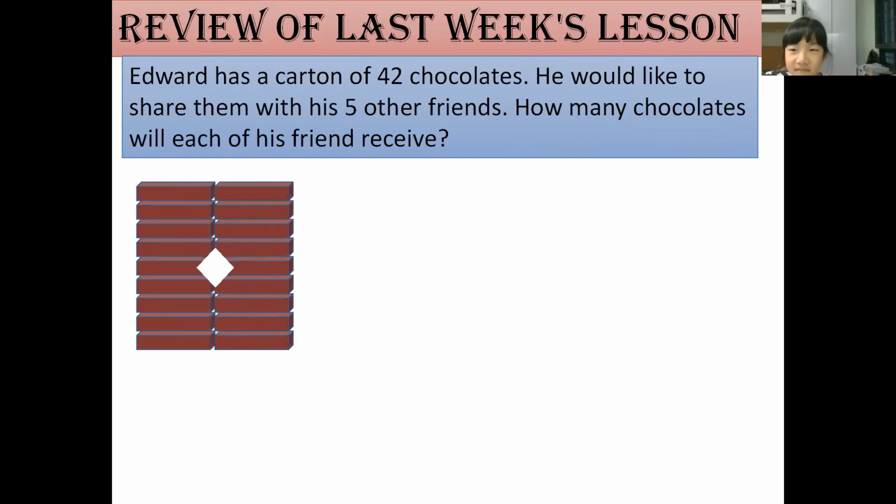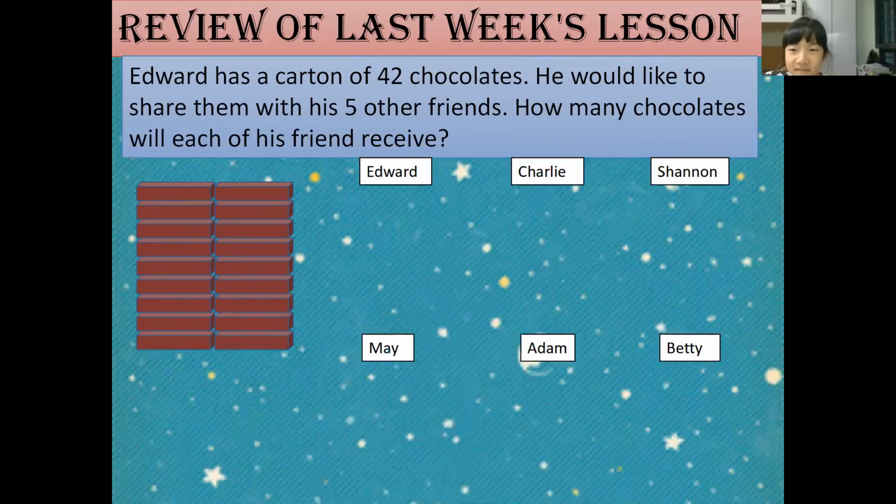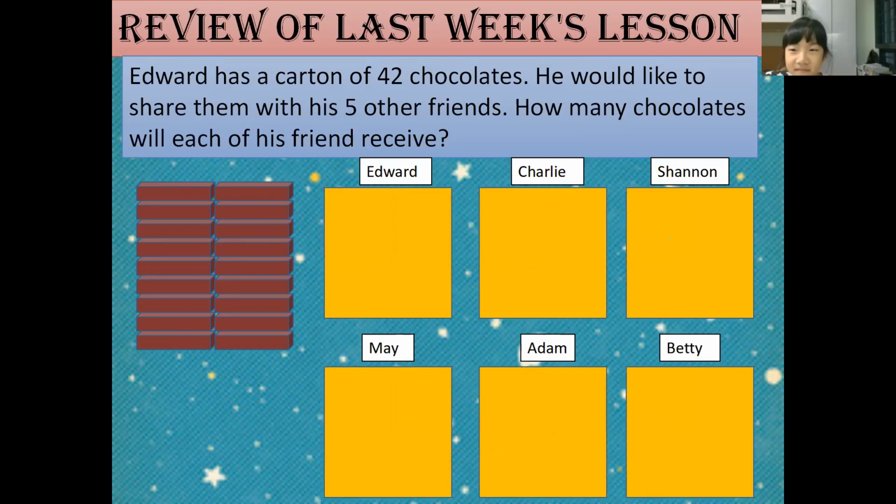So first, these are my chocolates, okay? So we have Edward, Charlie, Shannon, May, Adam, Betty. Nobody in this class except Edward is in this class, okay? Do you remember how we share chocolates? Remember last week my hand was very tired? I click and then I click and then I click. By the time I finish sharing with my friends, my hands are tired. So this week, I'm very smart. I give 6 at once. Ta-da! Everybody got 6.